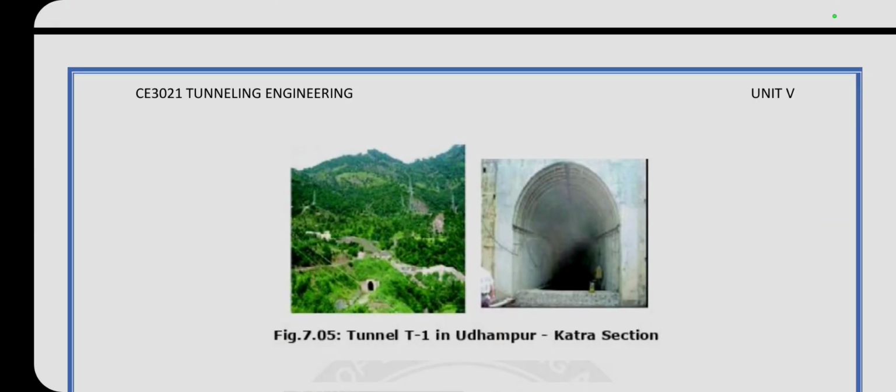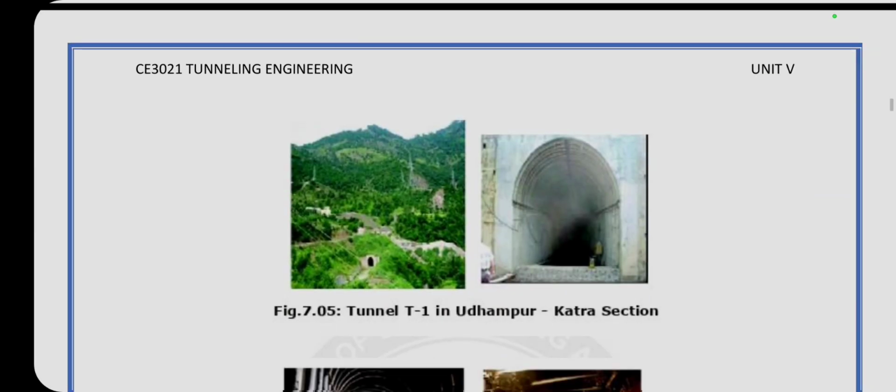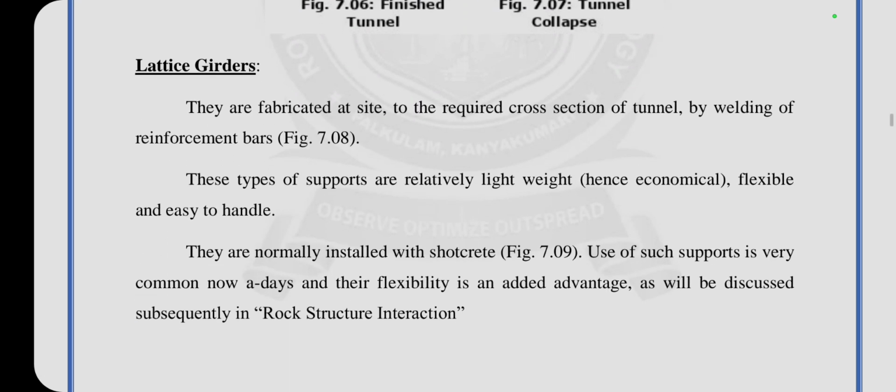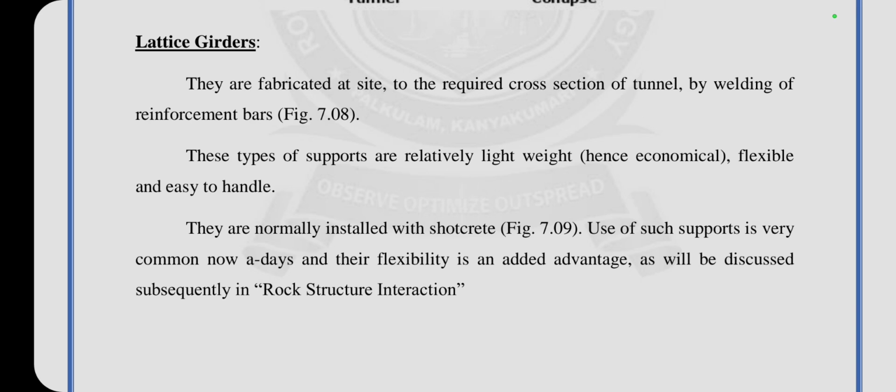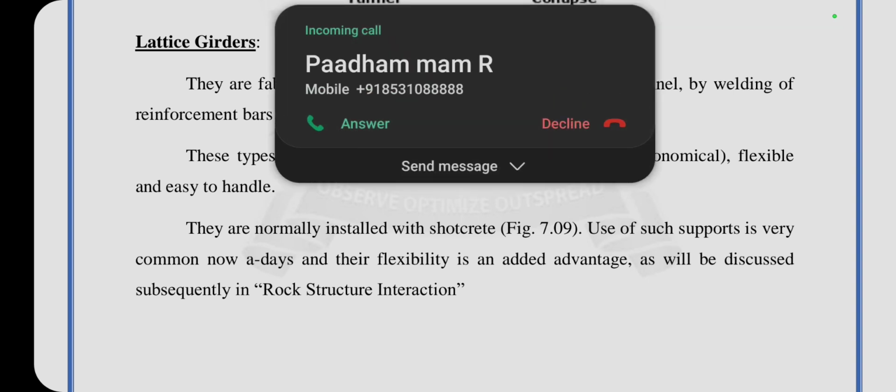So this is the Udhampur tunnel cross section. Then lattice girders are fabricated at the site to the required cross sections of tunnels by welding of the reinforcement bars. These types of supports are relatively lightweight, hence economical, flexible and easy to handle.